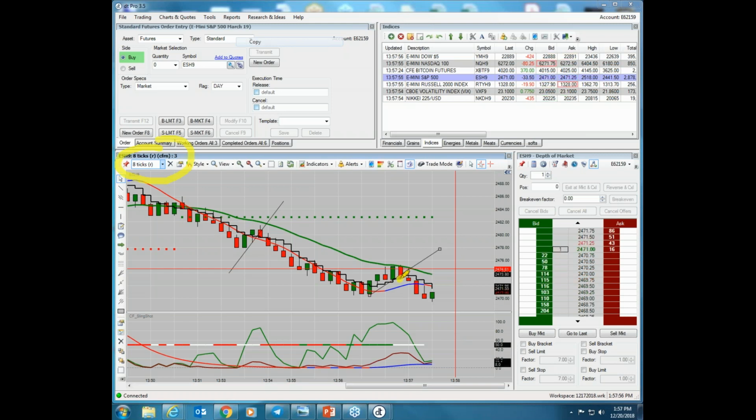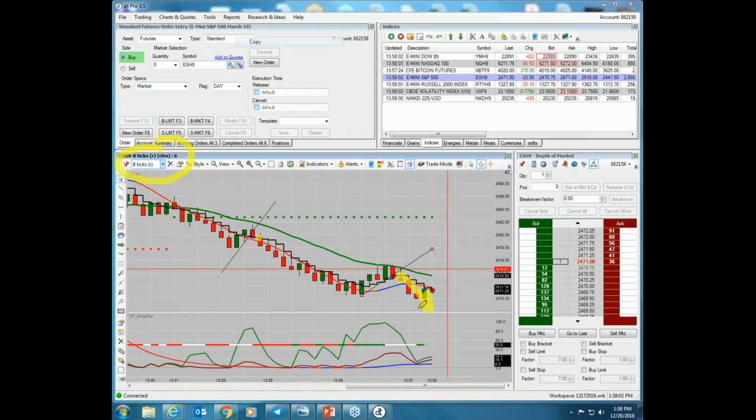That's the close. All right, there was one right here too. All right, so that does mean on an 8-tick range you're going to go for larger targets too. Okay, the same principle applies.